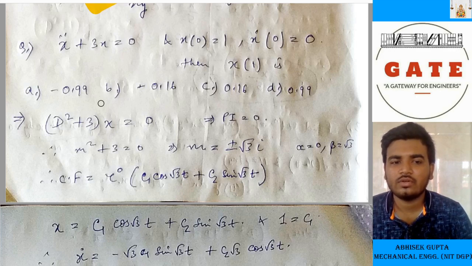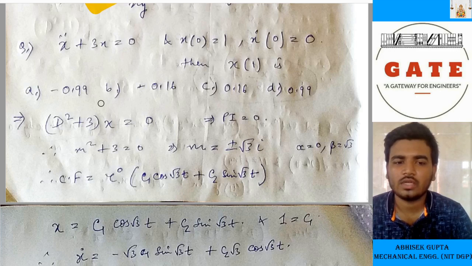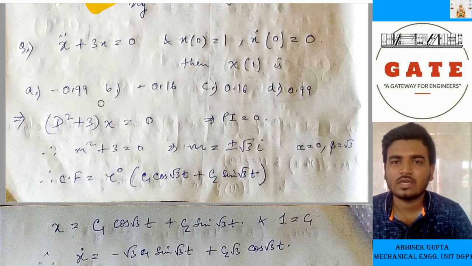But we have to find the complementary function. For that, we have to solve m^2 + 3 = 0, or m equal to plus minus root 3 i. Here we have complex imaginary roots. So alpha equal to 0 and beta equal to root 3. So for this, CF equal to e^(0·t)(c1 cos(√3 t) + c2 sin(√3 t)).